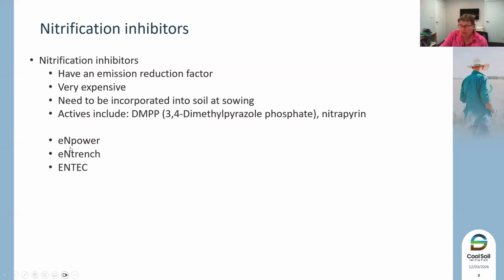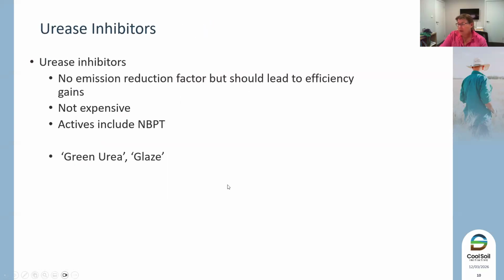In terms of some of the products that are sold under this, Empower and Trench and Entech are some of those. And I won't look at the results for that one because it's not really relevant. The urease may be, it's the kind of thing that has a bit more of a fit in systems because it introduces more of a de-risking and efficiency kind of play.